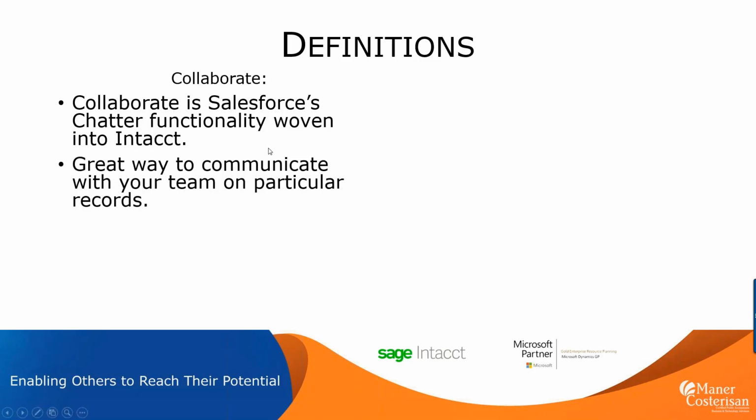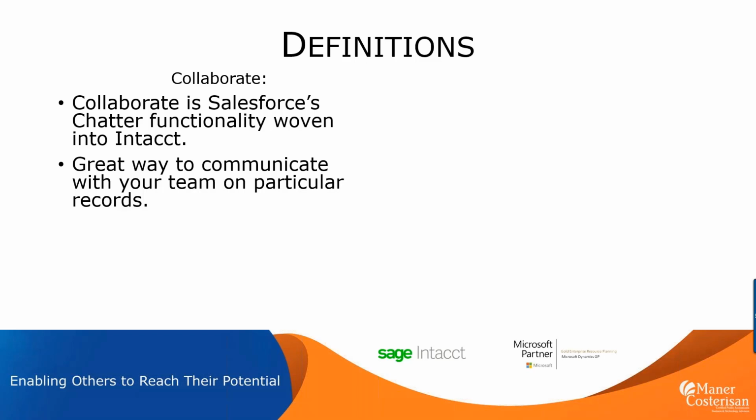But one of the advantages of using Intacct Collaborate is that you can communicate with your team on particular records inside of Intacct. So instead of having a generic chat with someone in Microsoft Teams, you can actually communicate on a record-by-record basis in Intacct. What I mean by that is you can pop open an AP bill and ask someone, hey, what's the deal with this bill? It seems like we're overpaying for this. Is there some way that we can decrease our expense on this?